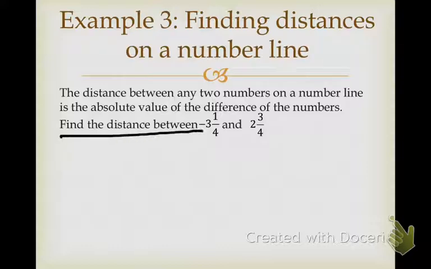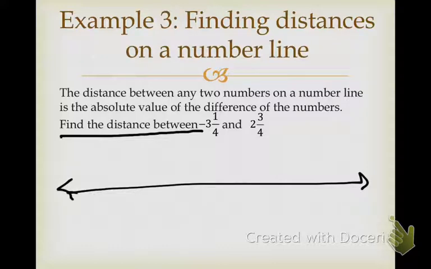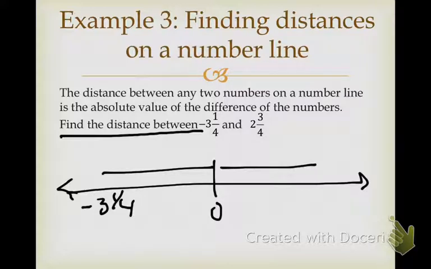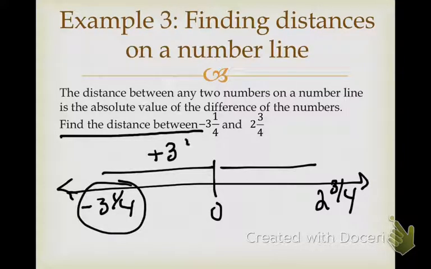Find the distance between these 2 numbers. I'm going to draw a number line to get a visual. I'm at -3 1/4. I need to go through 0, and I need to get to +2 3/4. So I really want to find the distance between these 2, which is absolute value. I would make this negative a positive. So I know that to get to 0 is 3 1/4, and then I know this is 2 3/4.